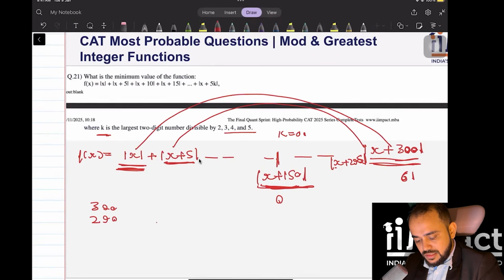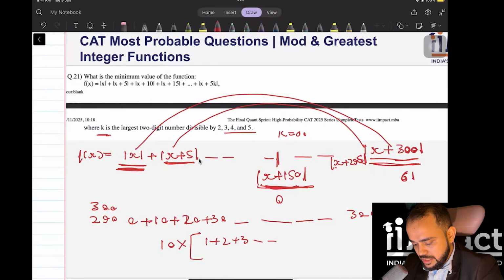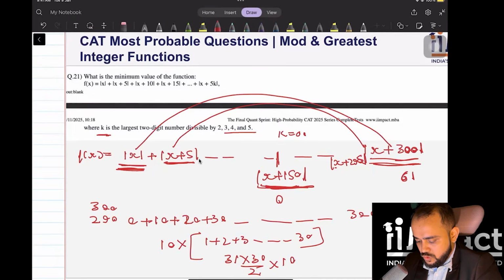So essentially, I'm getting the sum 0 plus 10 plus 20 plus 30 till 300. This is going to be the minimum value. So this is 10 into 1 plus 2 plus 3 till 30. So this sum is going to be 31 into 30 by 2 into 10. So that is 4650. So your answer is going to be 4650.